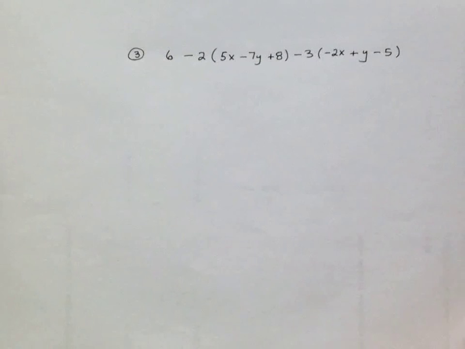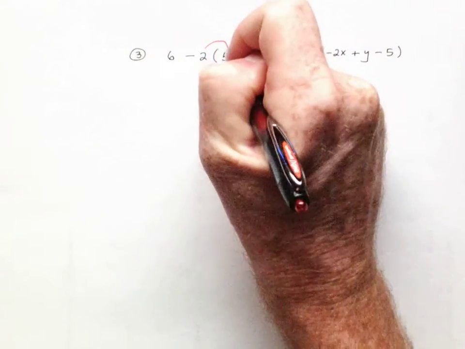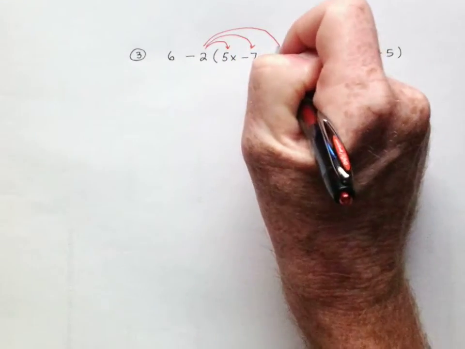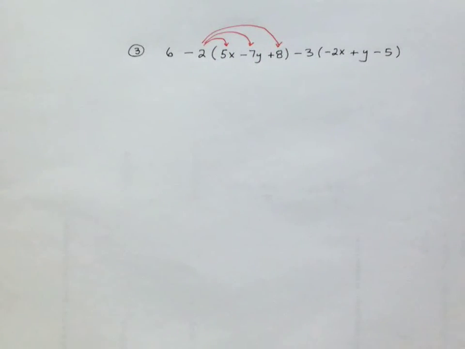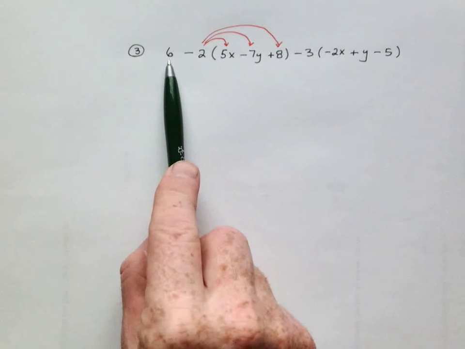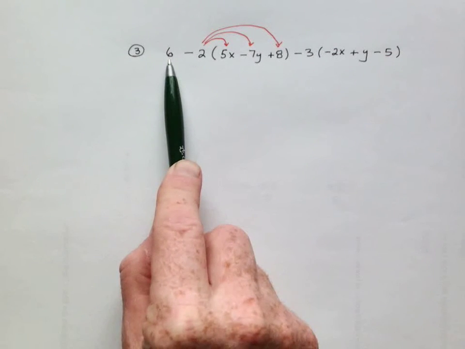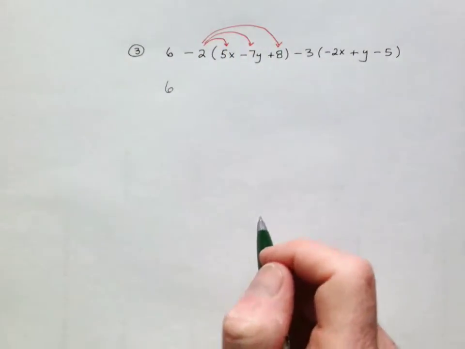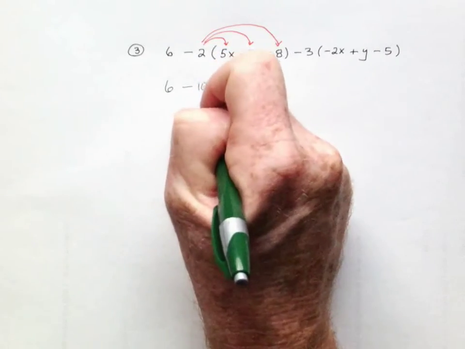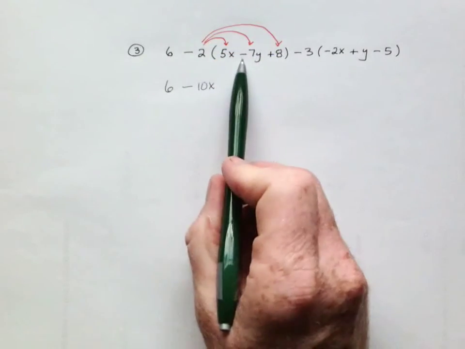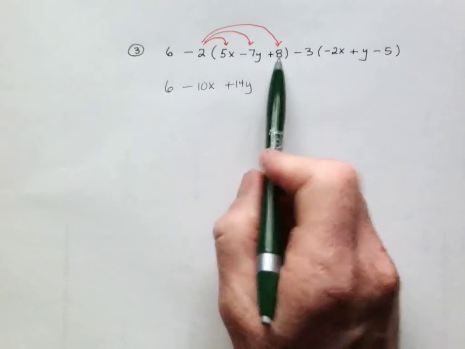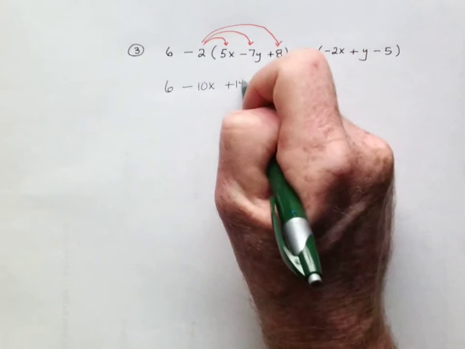So for this, the first thing I need to do is distribute. So take this -2 and multiply it with this, multiply it with this, and multiply it with this. So this 6, I'll do in the next step. There's nothing I can do with this 6 right now. I need to do multiplication first. So the 6 will stay there. And then there will be -10x. And then this times this will be +14y. And then this times this, -16.